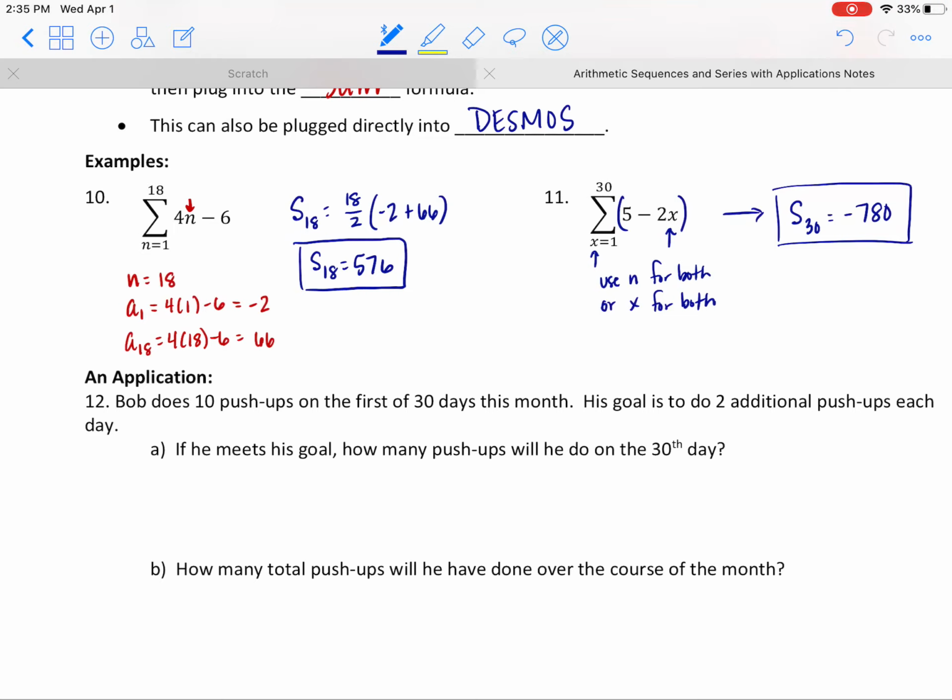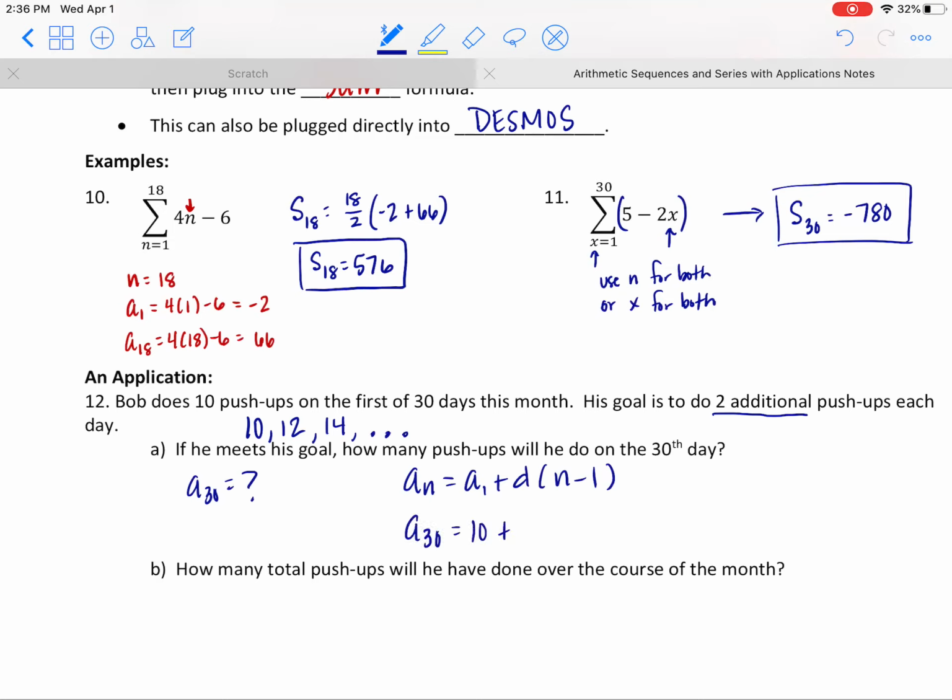Hopefully you recognize this is an arithmetic sequence. So day 1 of the month, it says he does 10 push-ups, and he's going to do 2 additional each day. So the next day he's going to be doing 12, and the next day he's going to do 14, and then every day of the month he's going to keep adding on push-ups. There are 2 push-ups per day. So if he meets his goal, how many push-ups is he going to do on the 30th day? On the 30th day would be like, what's the 30th number on the list? So here we are looking for a sub 30. That is the question.